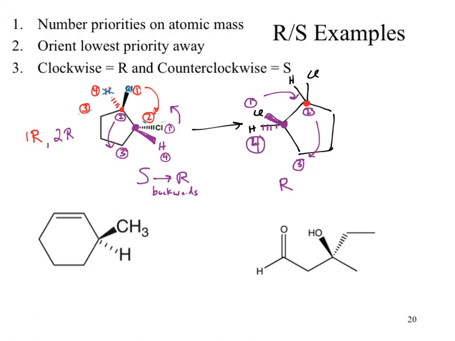Can you just write it as 1, 2R, or do you actually have to write 1R, 2R? You have to write 1R, 2R. You have to delineate each of those chiral atoms. Okay, other questions with R and S?